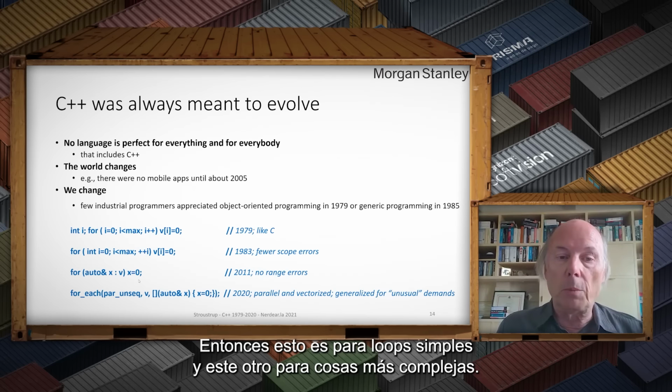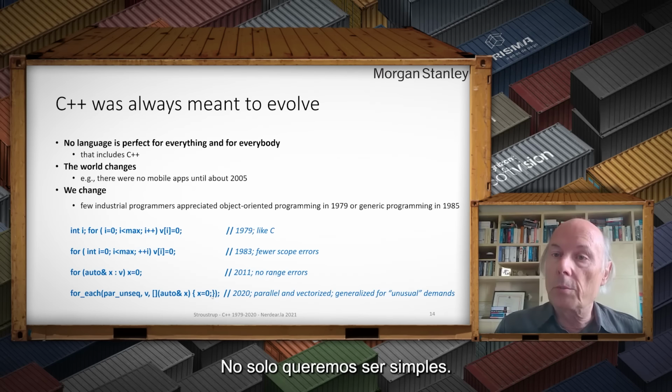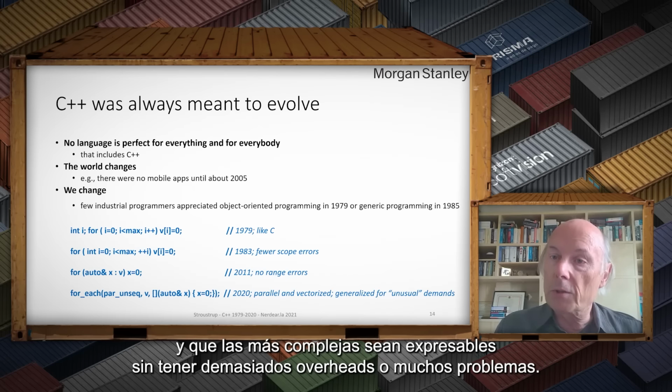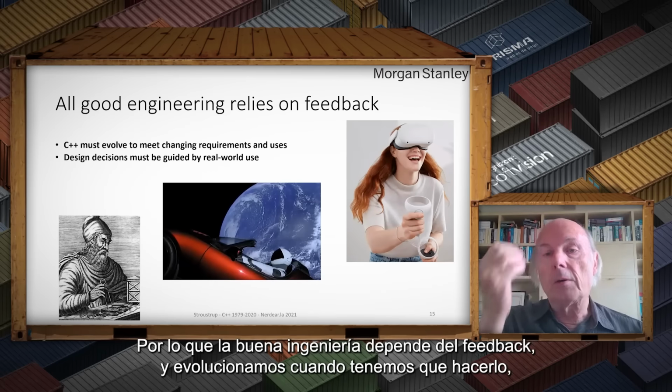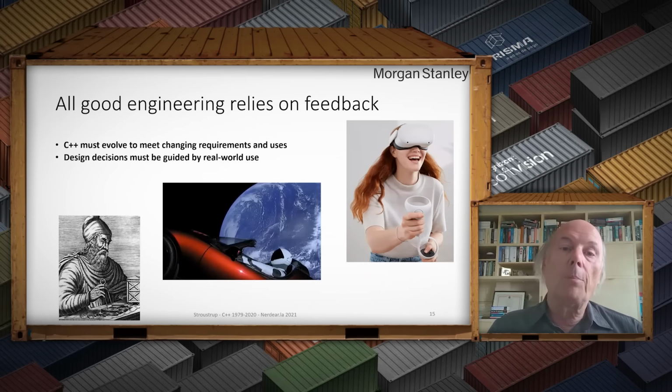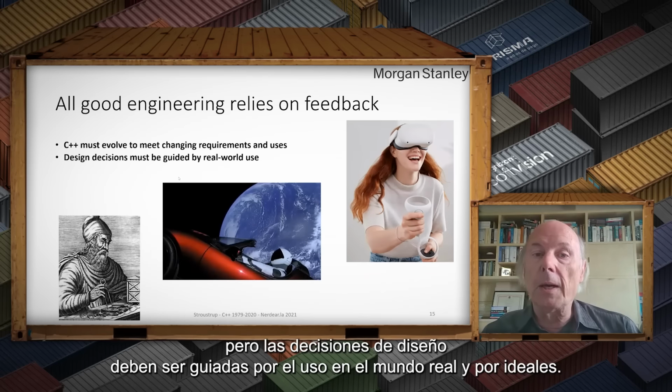So this is for simple loops, and this is for more complex stuff. We don't just want to be simple. We want simple things to be simple and more complex things to be expressible without overhead or too much trouble. And so all good engineering relies on feedback. So we evolve when we have to, but the design decisions must be guided by real world use and also by ideals.